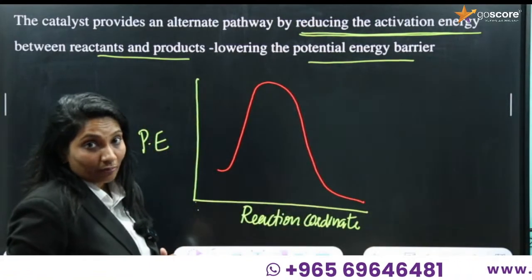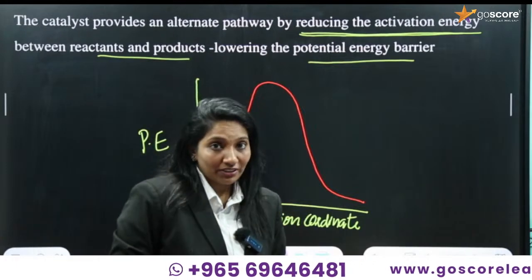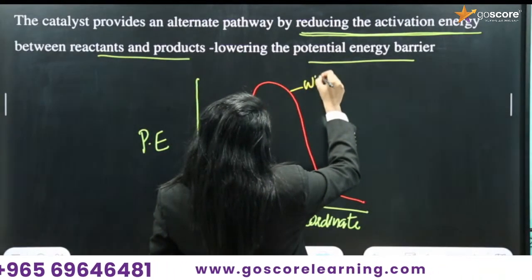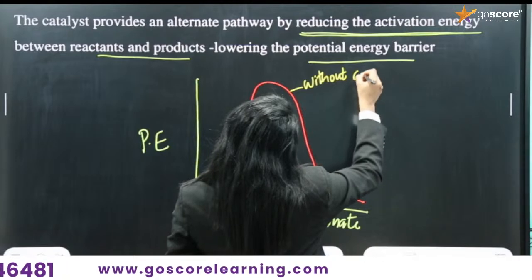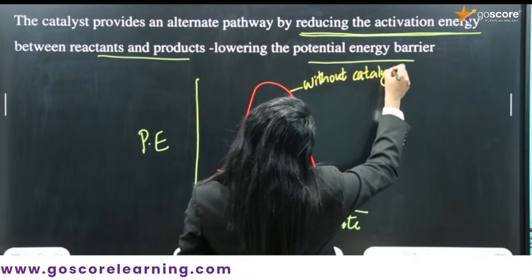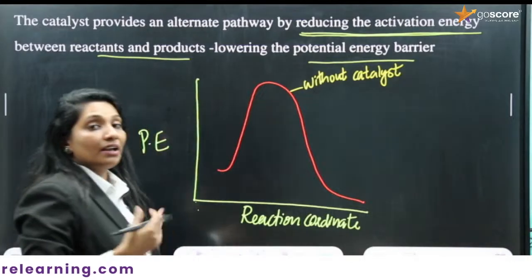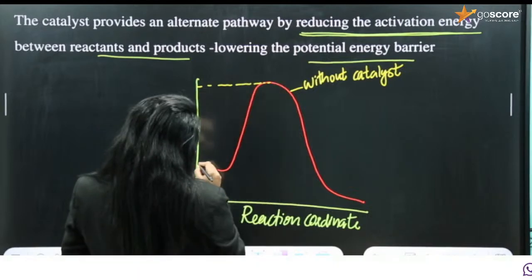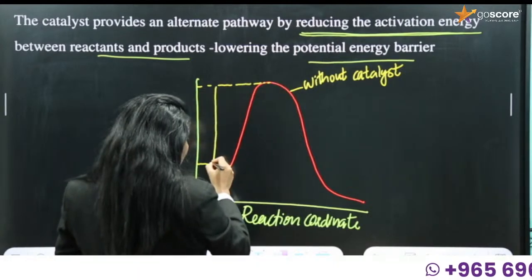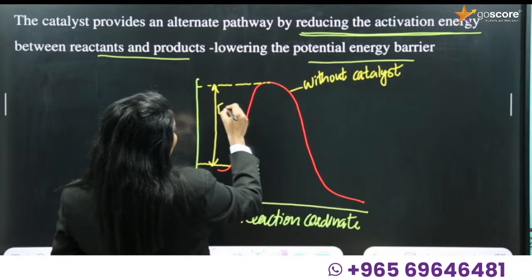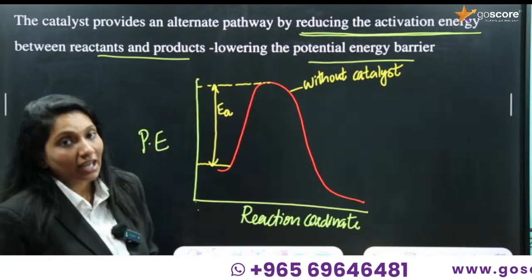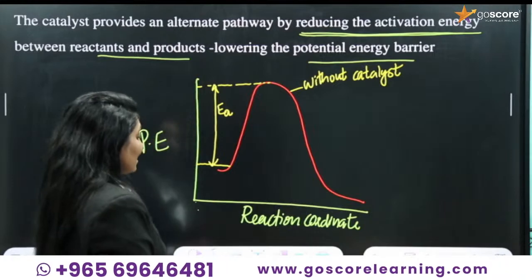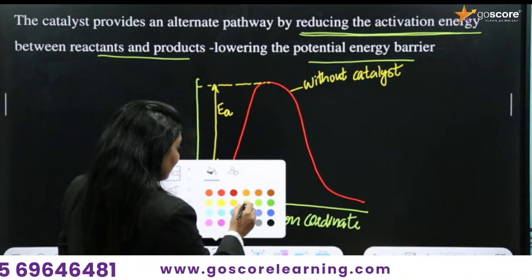This is the curve we are obtaining when there is no catalyst involved in the reaction. Okay, so we can note it as without catalyst, right? This is the graph we are getting for a reaction that is proceeding in the absence of a catalyst. So here, this is the activation energy required for that process that is proceeding in the absence of a catalyst. Okay. Now let's see if you are using a catalyst in this reaction.